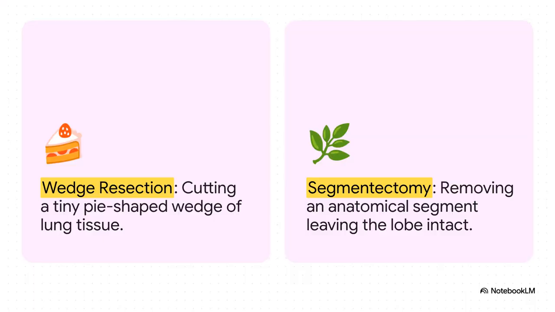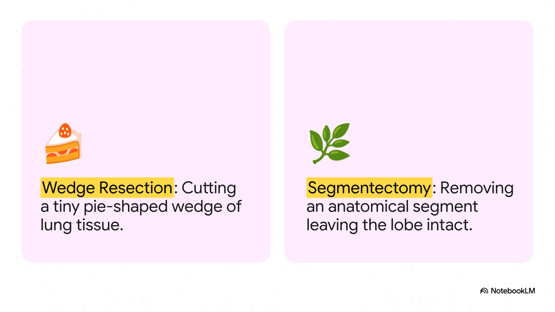Section 3, wedge and segment resections. So let's look at how we actually code for the removal of those smaller leaves and twigs. This right here is the foundation of our lung resection codes. The crucial thing to understand is the physical difference between the cuts. A wedge resection is basically just the surgeon cutting out a tiny pie-shaped wedge of lung tissue from the outer edge, usually just to biopsy a suspicious nodule.